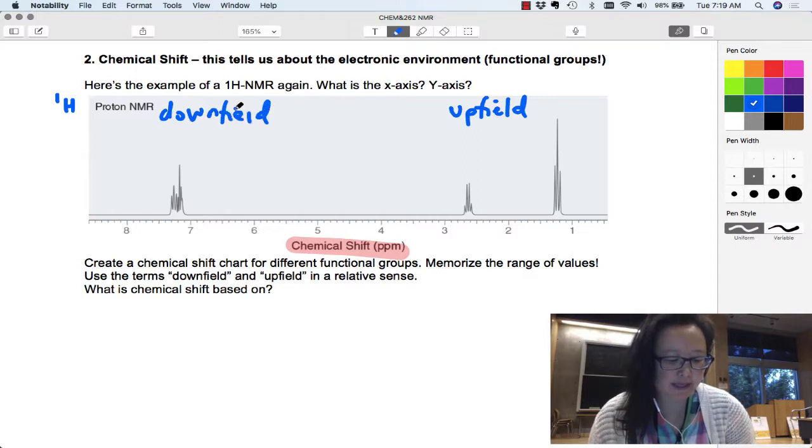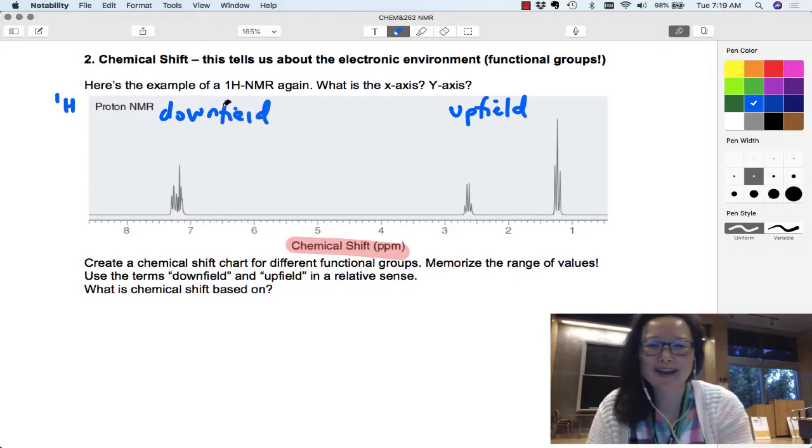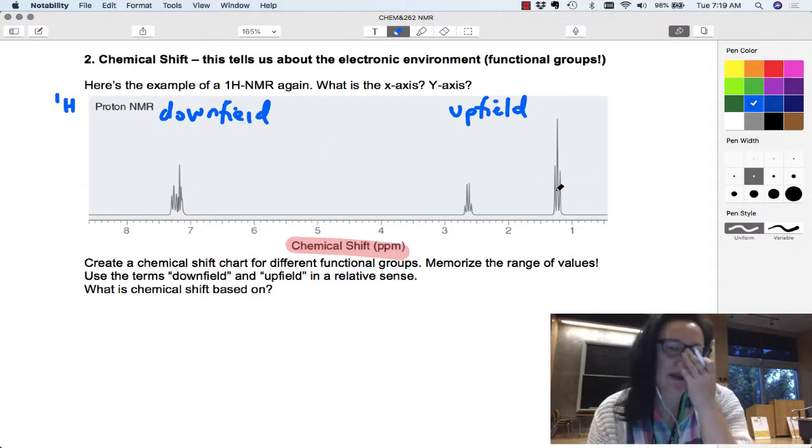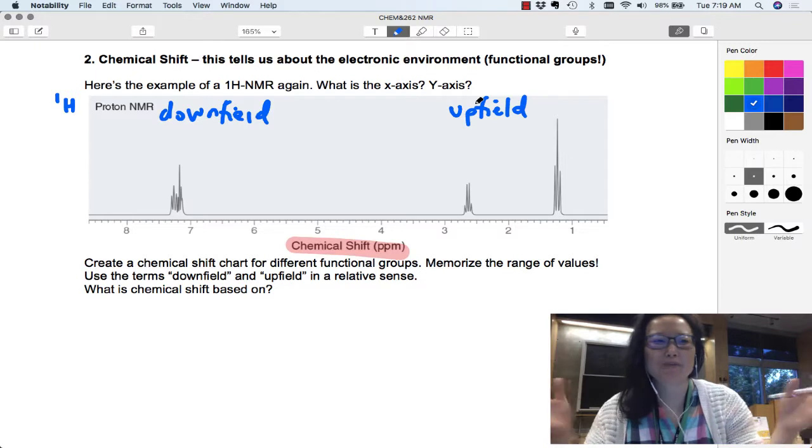So looking at this particular spectrum, I would say, okay, this peak signal is more downfield than this one. This one's more upfield than that one. This is more downfield than both of them. This is the most upfield signal. And so that gives you an idea of how chemists picture the spectrum. We either picture things on this side or that side.